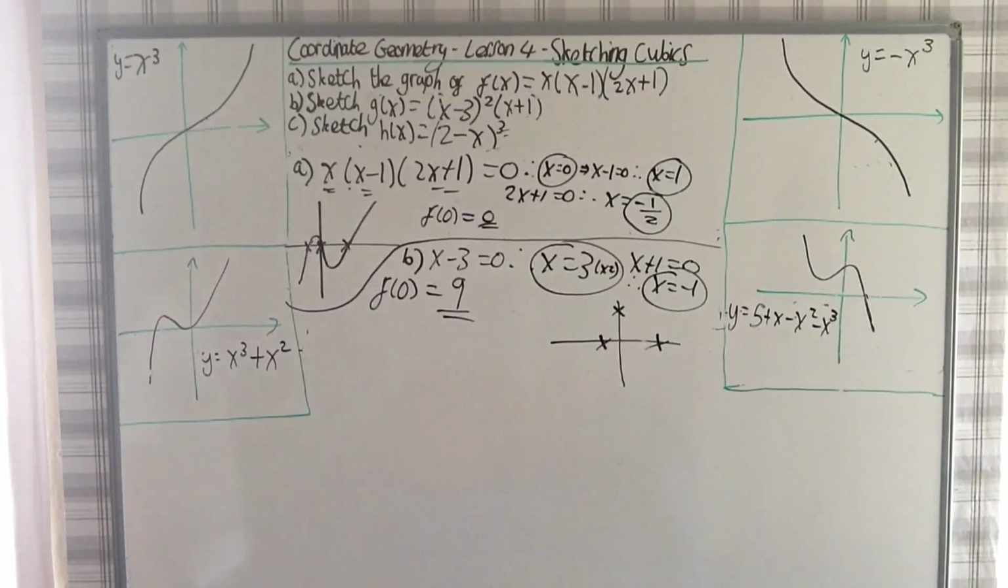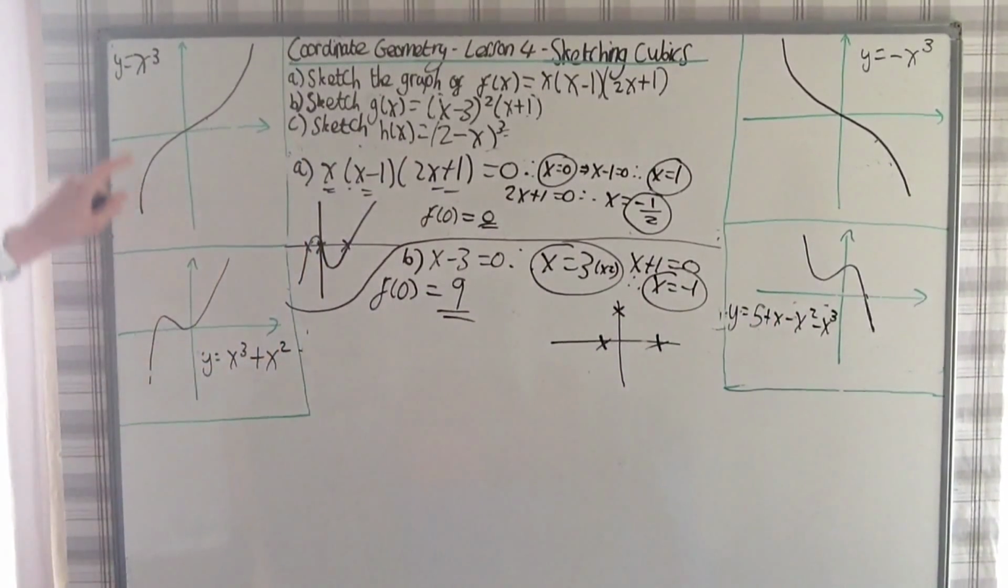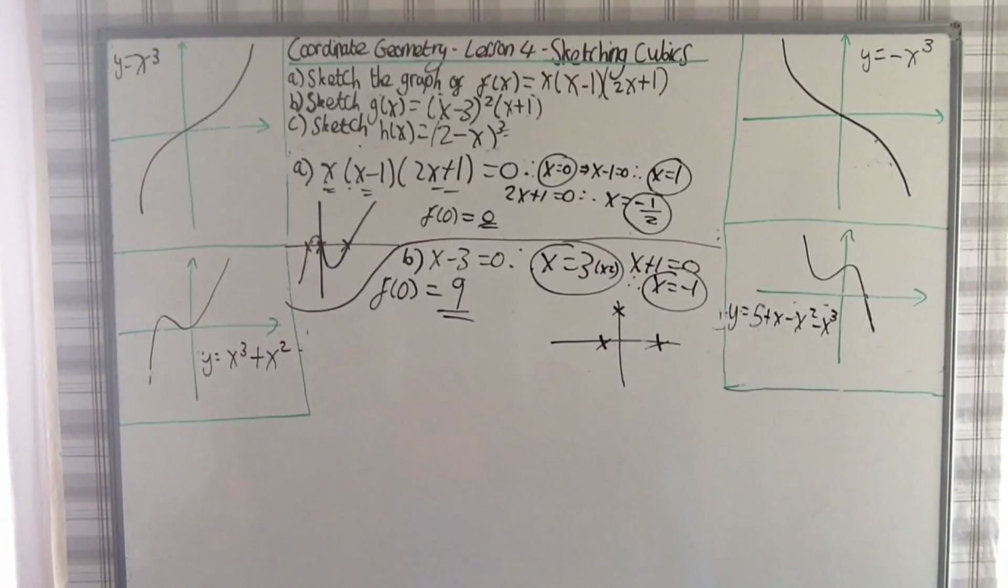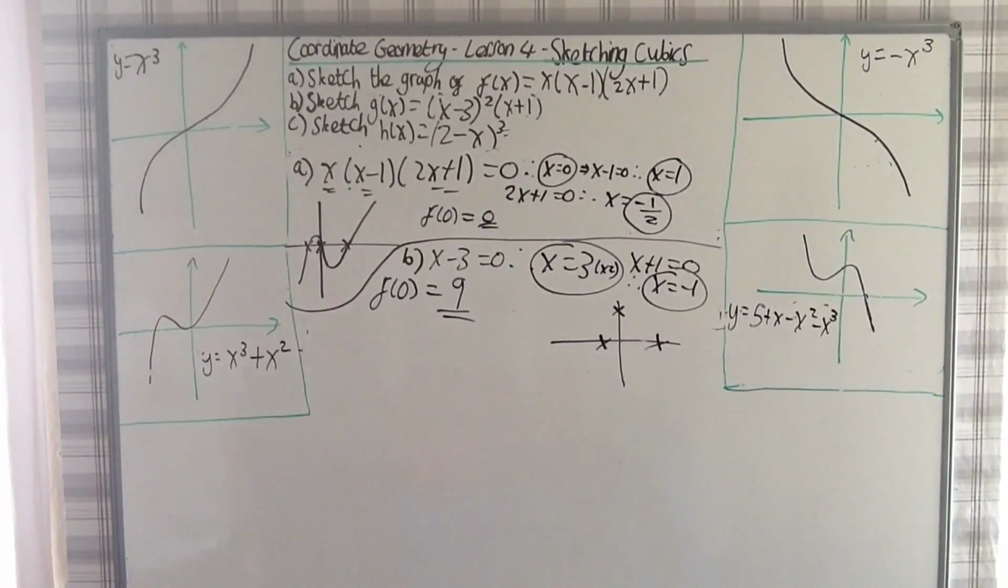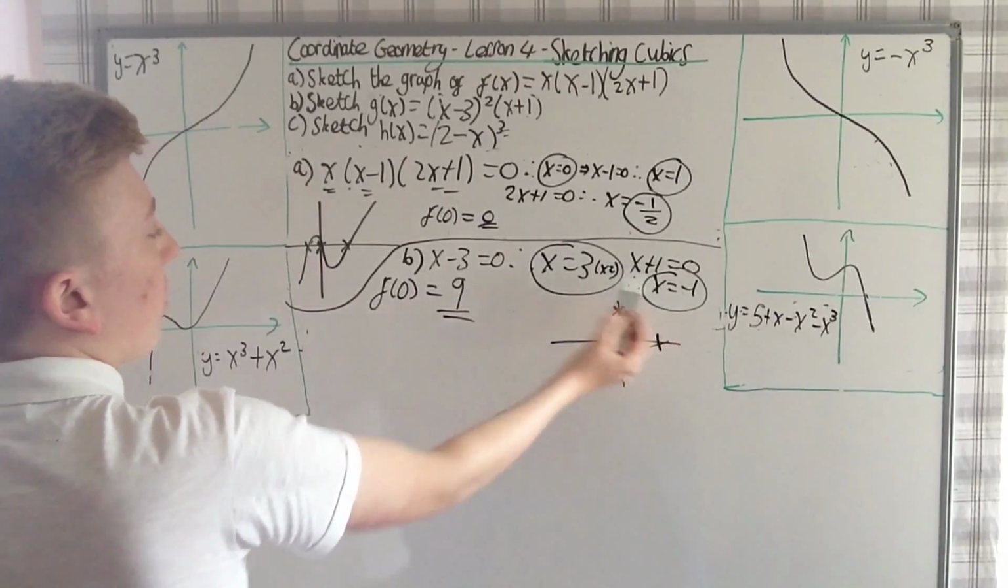And the general shape has to be correct. You have to learn these general shapes here. And you should know about y equals x cubed and y equals minus x cubed as standard cubic functions. So with this, we've got a y-intercept of 9, and it crosses at x is minus 1 and x is 3.